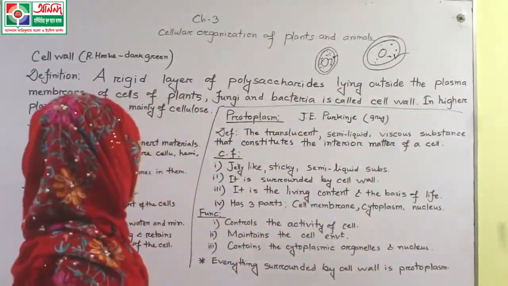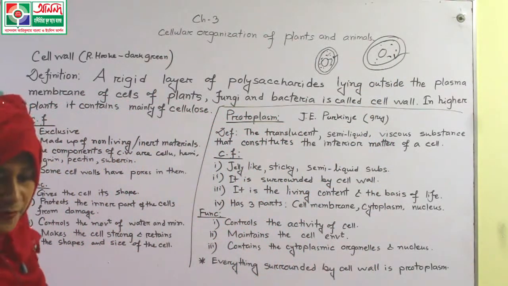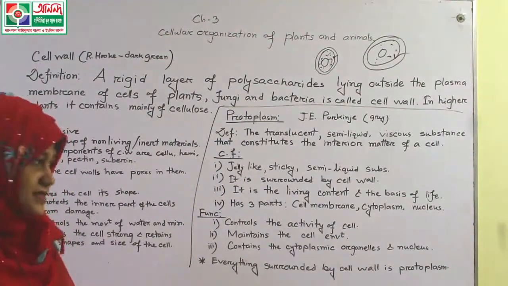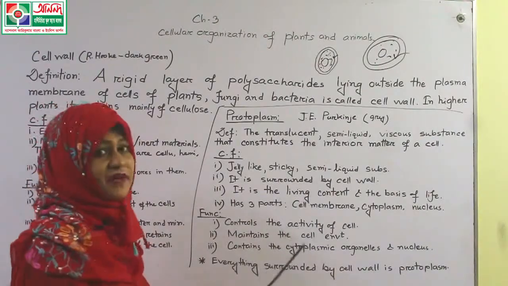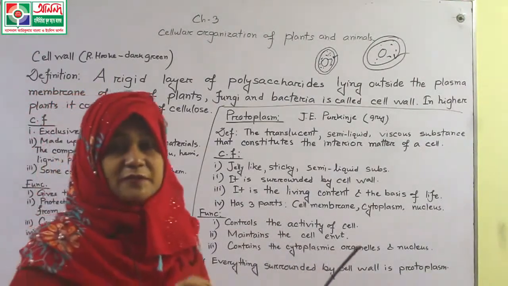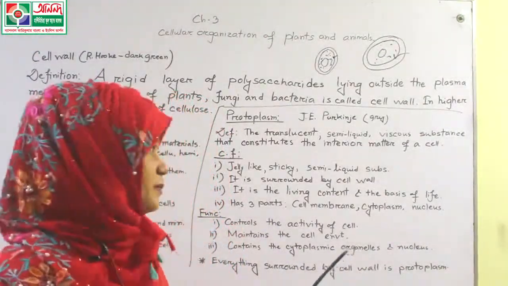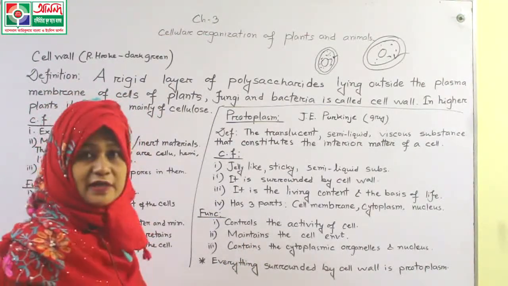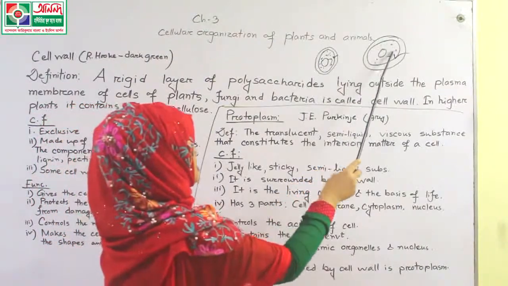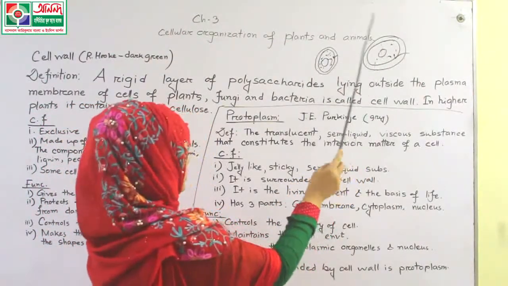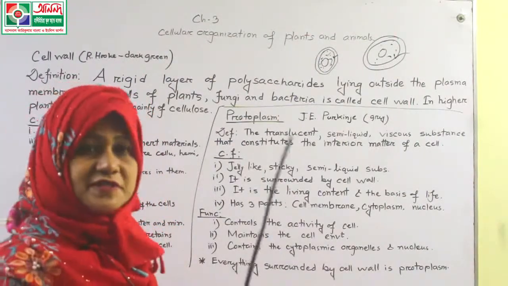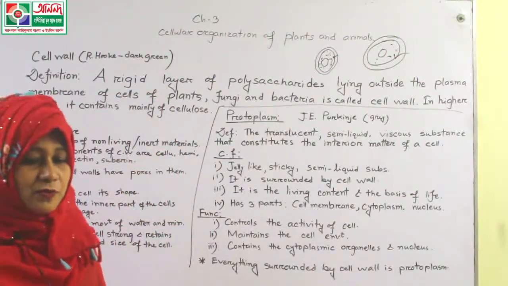It has 3 parts. And the function of protoplasm: it controls the activity of the cell and maintains the cell environment. Protoplasm controls what the environment inside the cell will be like and how the cell's activities will go. It contains the cytoplasmic organelles and nucleus. So this was about the function, characteristic features and definition of protoplasm.